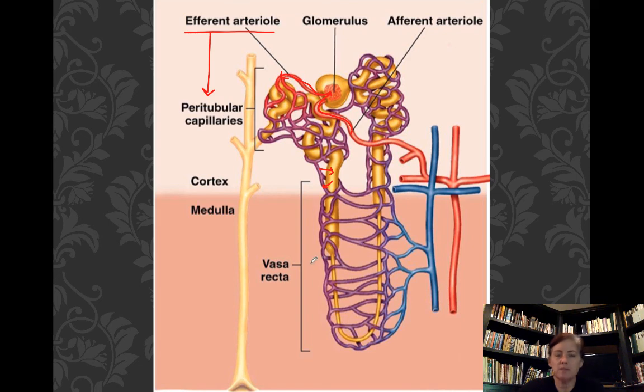Now, we do have a specific peritubular capillary bed, and that's called the vasa recta. This is going to be the specific capillary bed related to juxtamedullary nephrons. So if you have a nephron that has that really long loop of Henle dipping down into the medulla, its peritubular capillary network is specifically called vasa recta. Okay? If it's a cortical nephron, then its peritubular capillary bed is just called peritubular capillary bed. Okay? So that's just a little detail there.